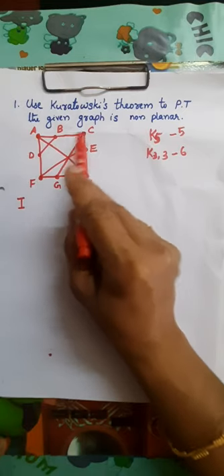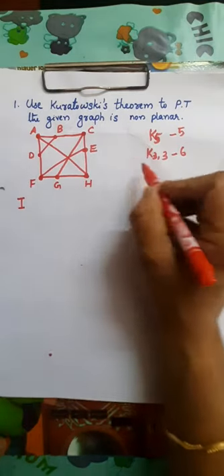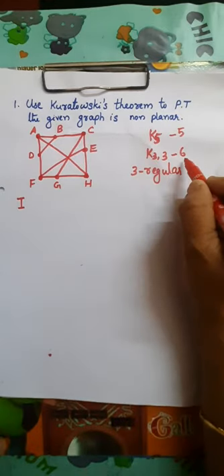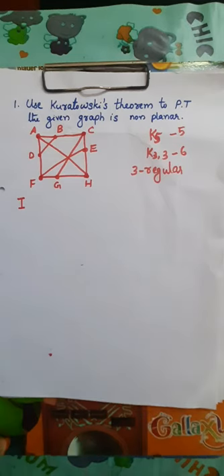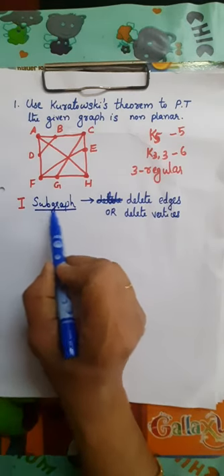Vertex A, B, C, D, E, F, G, H. It is actually, the given graph is 3 regular. Okay. The given graph is 3 regular. Therefore, we know that K33 is 3 regular. So from this graph we are trying to identify K33. So, as step 1, we have to identify a subgraph.